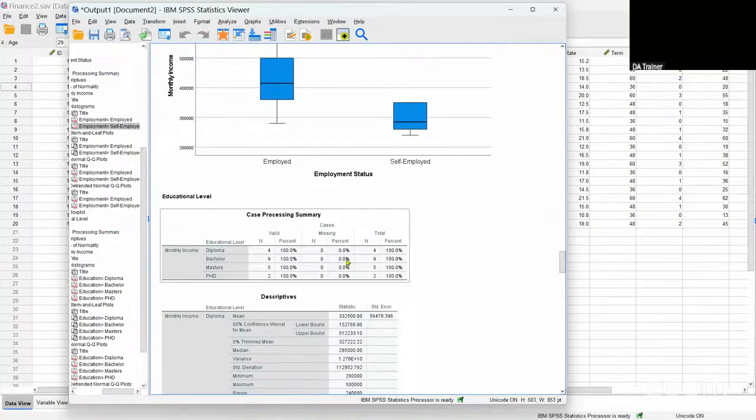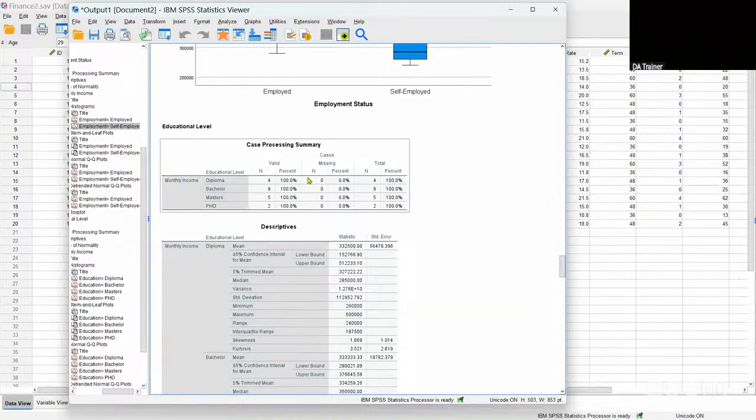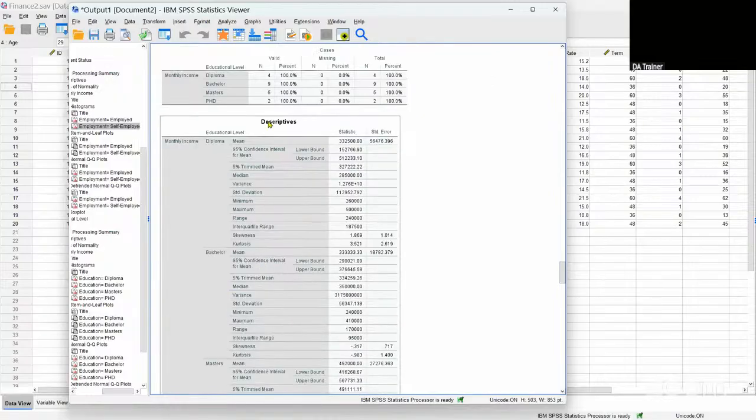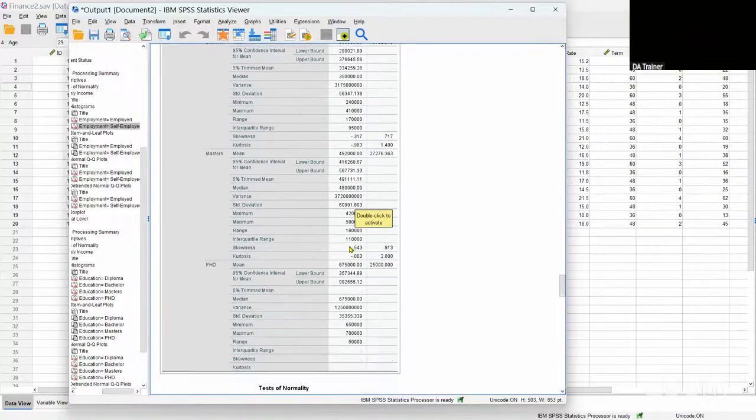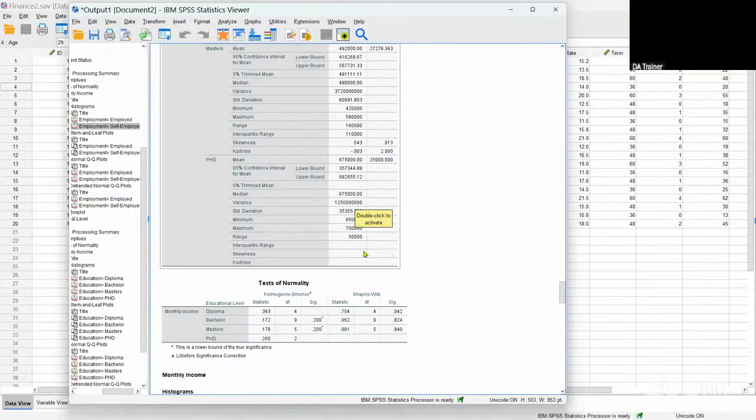Okay, so we have some educational levels, and we needed to preview that as well. Now the descriptive values for the education, for the diploma persons, give us what we need to see, which is the minimum value for a diploma person, 260,000. The maximum is this, and then the skewness is this as well. And then it breaks down for us in accordance with the descriptive understanding.